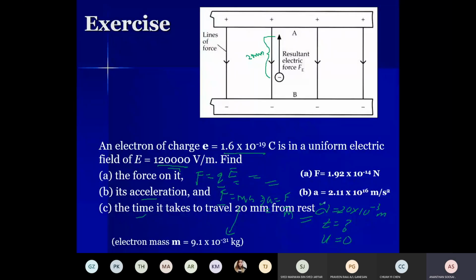What else do you know? You know the D. D is S, I put S, that is displacement. Then earlier you calculated A, so you know the A. So you know S, you know A, you know U, and you are looking for time. So what formula do you use? Without V, S equals UT plus half AT squared. So you substitute all the information and find the time. Be sure the D is in meter.